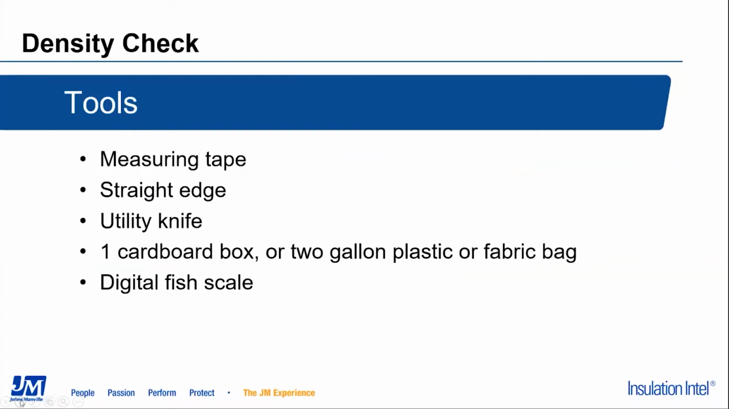So the tools we'll need to do the density check will be the measuring tape, a straight edge if desired, a utility knife, a cardboard box or a 2-gallon plastic or fabric bag, and then the digital fish scale.